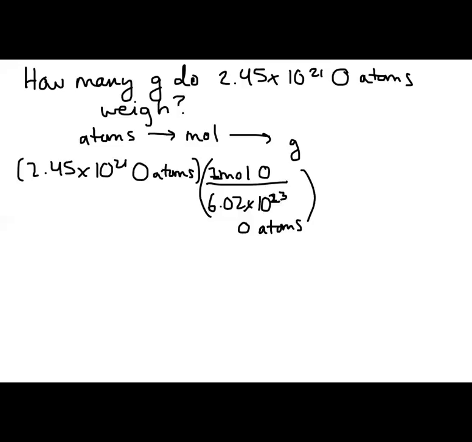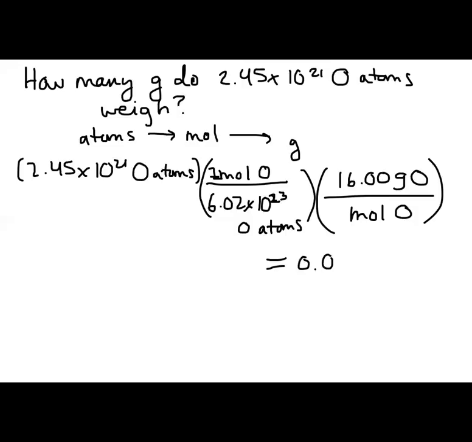What do I use to get from moles to grams? Molar mass, which is 16 grams per mole. 16.00 grams of oxygen per mole of oxygen. And I get 0.0651 grams of oxygen. Does this make sense?